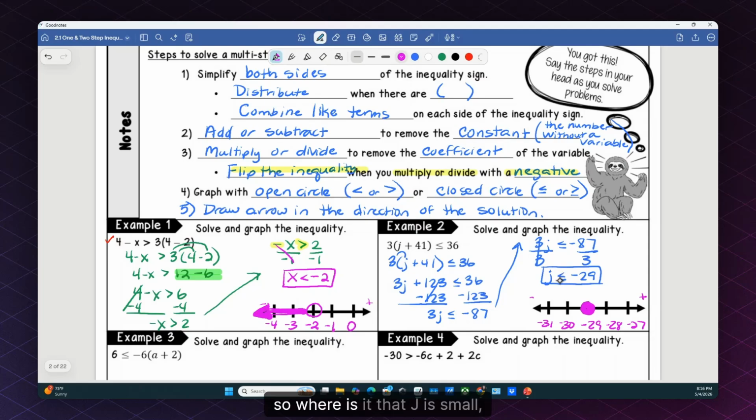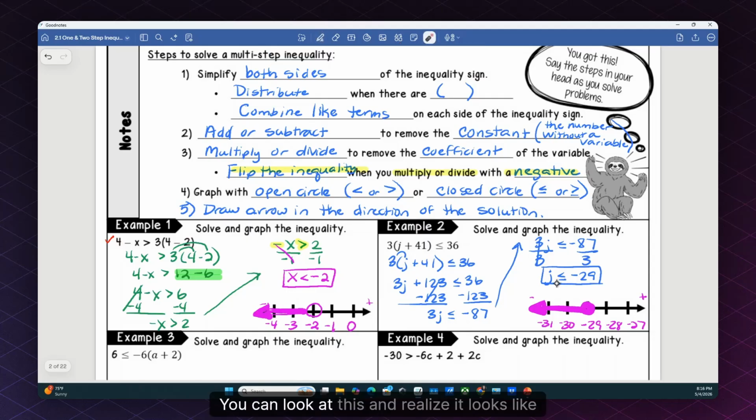Okay, so where is it that j is less than or equal to negative 29? And it's going to be this way. You can look at this and realize it looks like it's pointing in this direction, but you need to understand the math reason. We are looking to see what numbers are less than or equal to negative 29. Okay, so negative 30 is less than negative 29. That's why we shade that way.